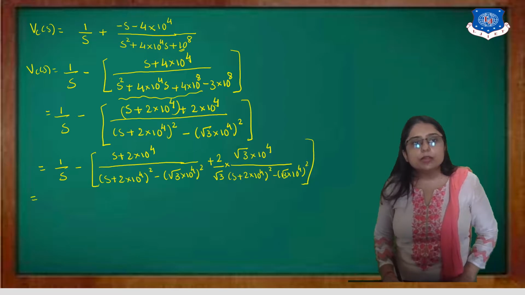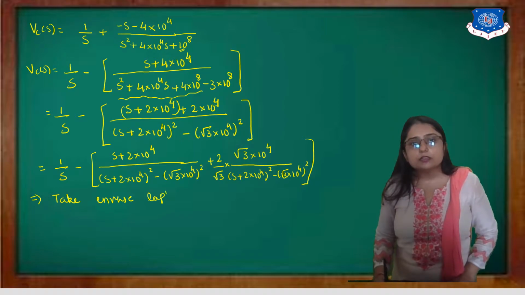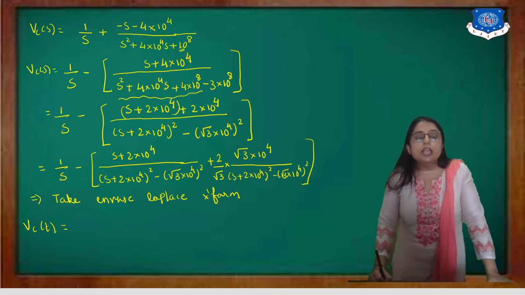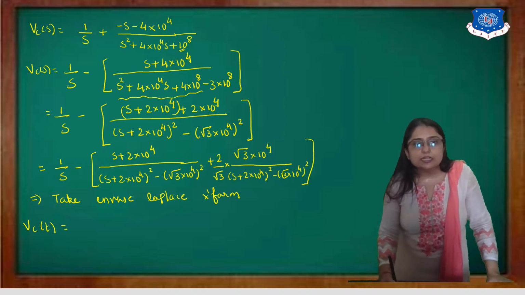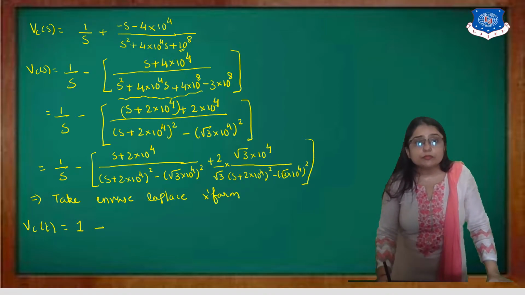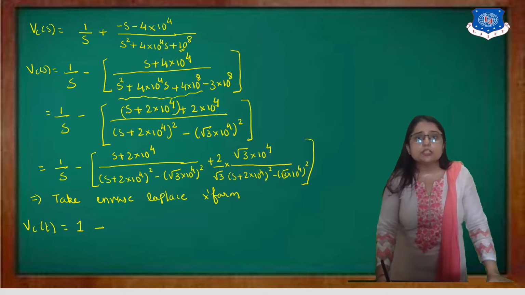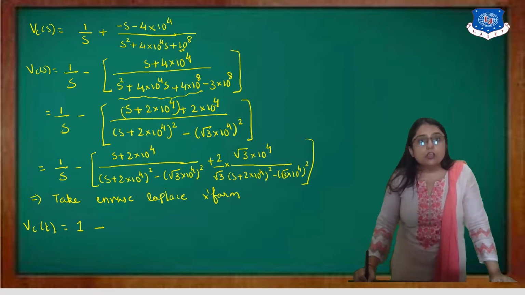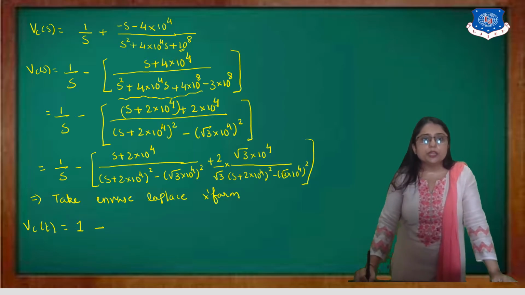Okay. So I am writing here, now take the inverse Laplace transform. So instead of Vc of s, here we have Vc of t. And the inverse of 1 by s is 1. Then minus sign. Here the inverse of this term, you just recall the formula, that is e raised to minus at cos hyperbolic omega t.